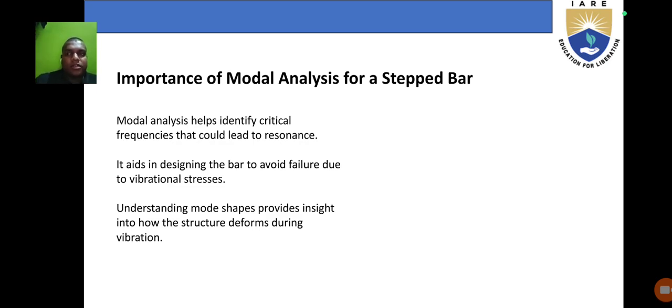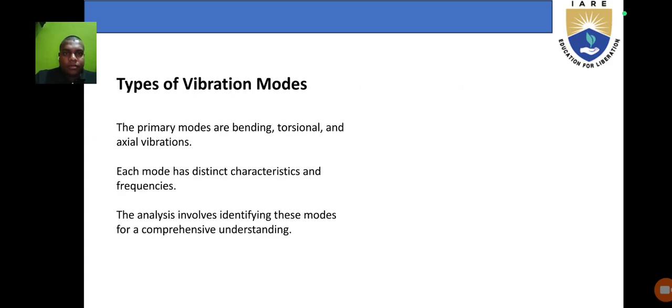Importance of modal analysis for a stepped bar. Modal analysis helps identify critical frequencies that could lead to resonance. It aids in designing the bar to avoid failure due to vibrational stresses. Understanding mode shapes provides insight into how the structure deforms during vibration.